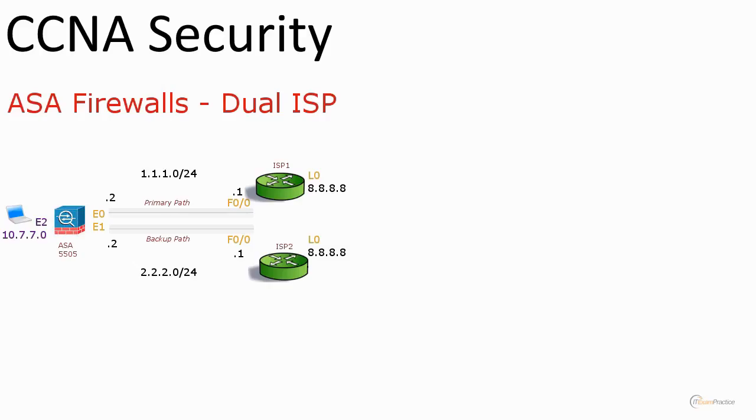CCNA Security, ASA Firewalls, Dual ISP. In this video we want to talk about a really interesting feature. It is a pretty obvious feature on a Cisco router. On an ASA firewall you need a license for that. We're talking about the primary and the backup connection.